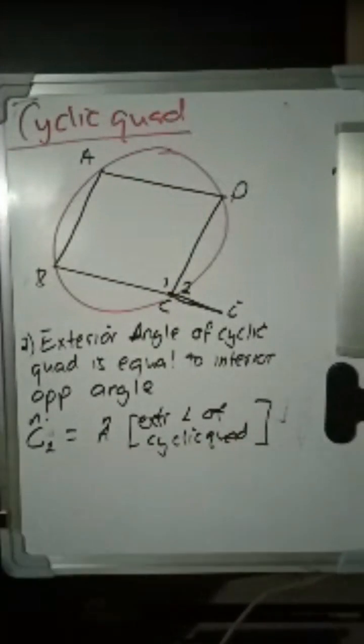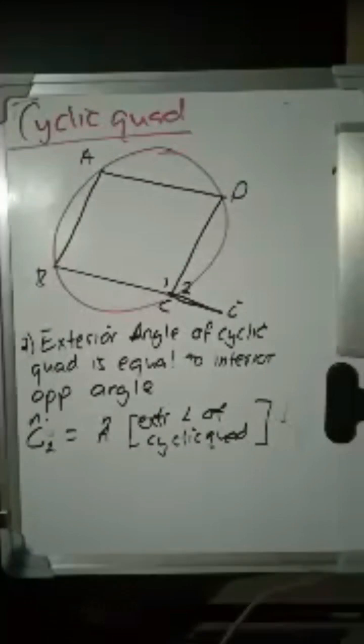So we have two major ones. One, opposite angles of a cyclic quad are supplementary. Two, the exterior angle of a cyclic quad is equal to the interior opposite angle. That is the second one. Of course, we have proving the cyclic quad. Today, we are not going to look at proofs. I just want us to be able to use the theorems that we are talking about.